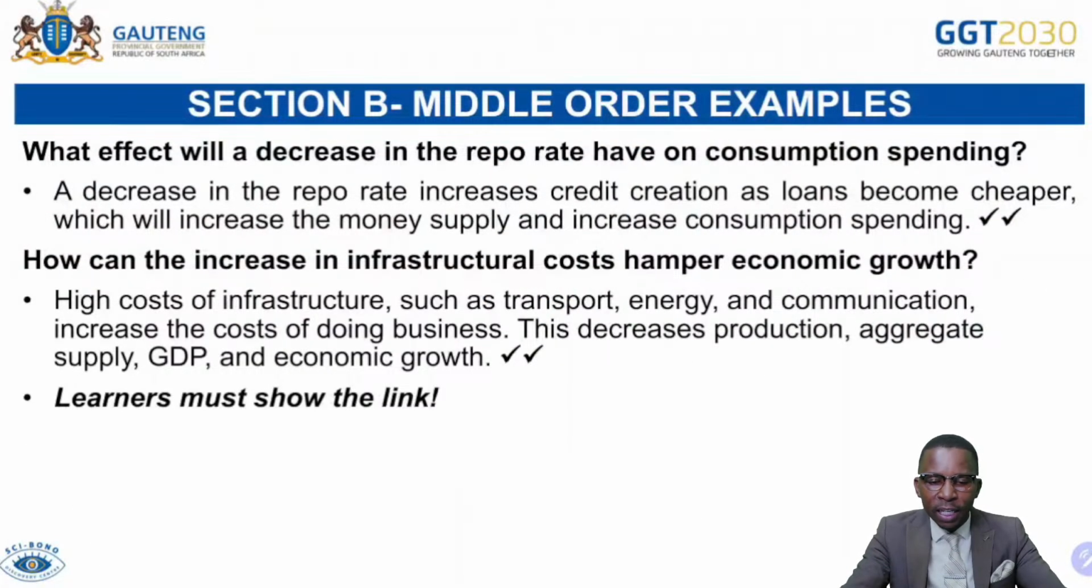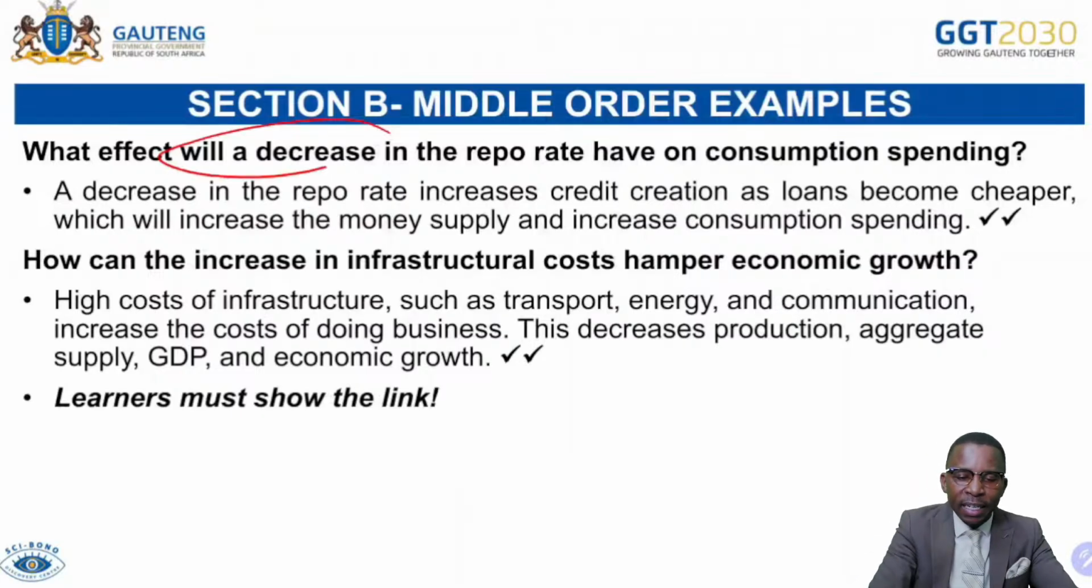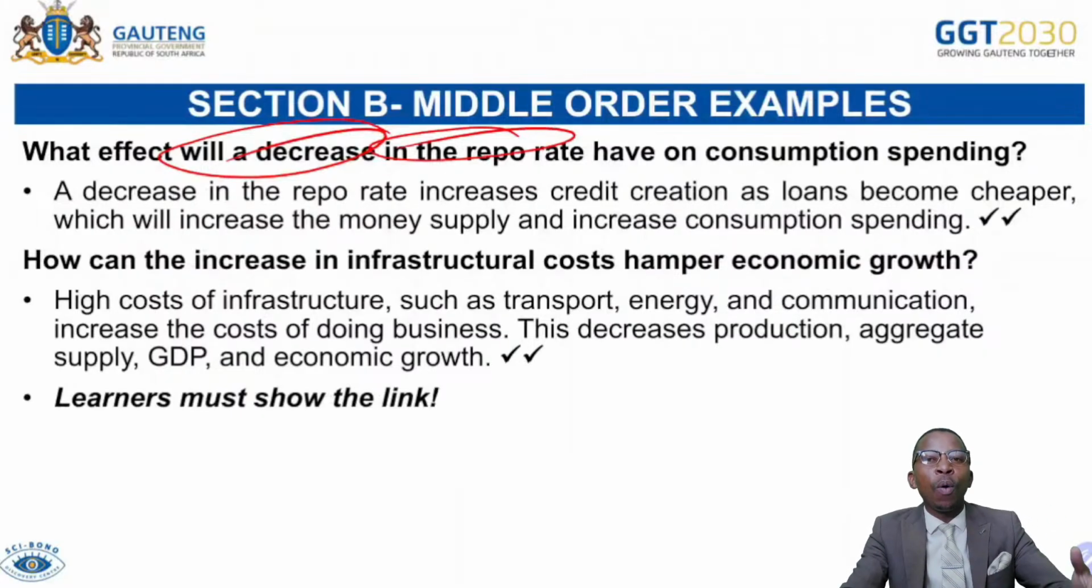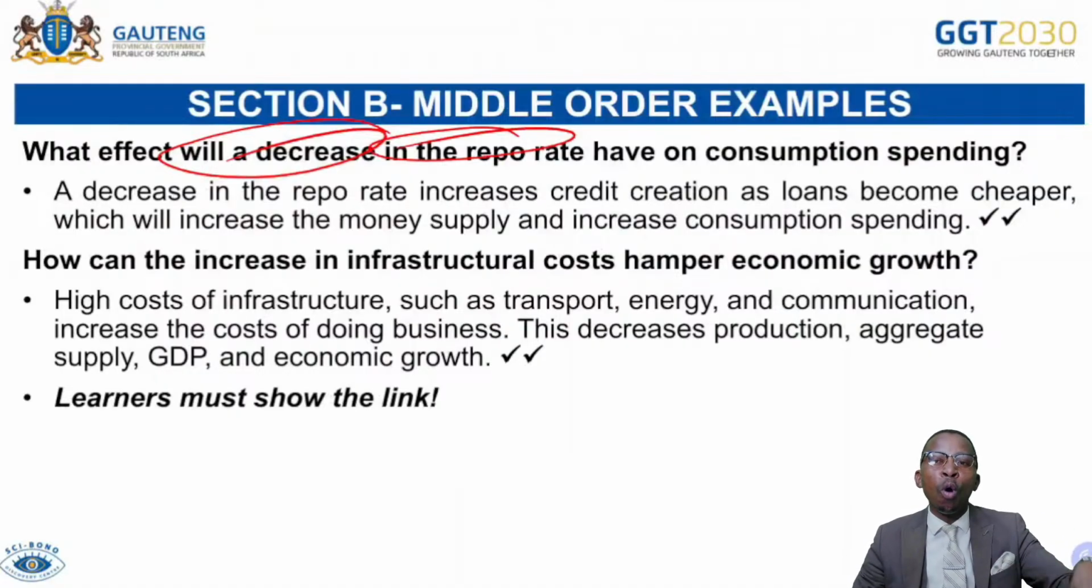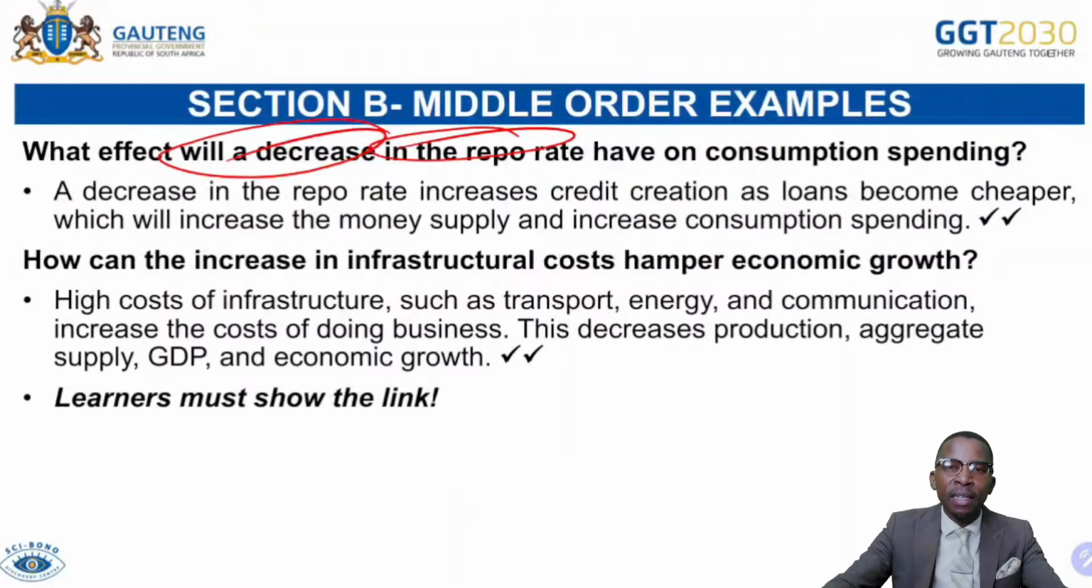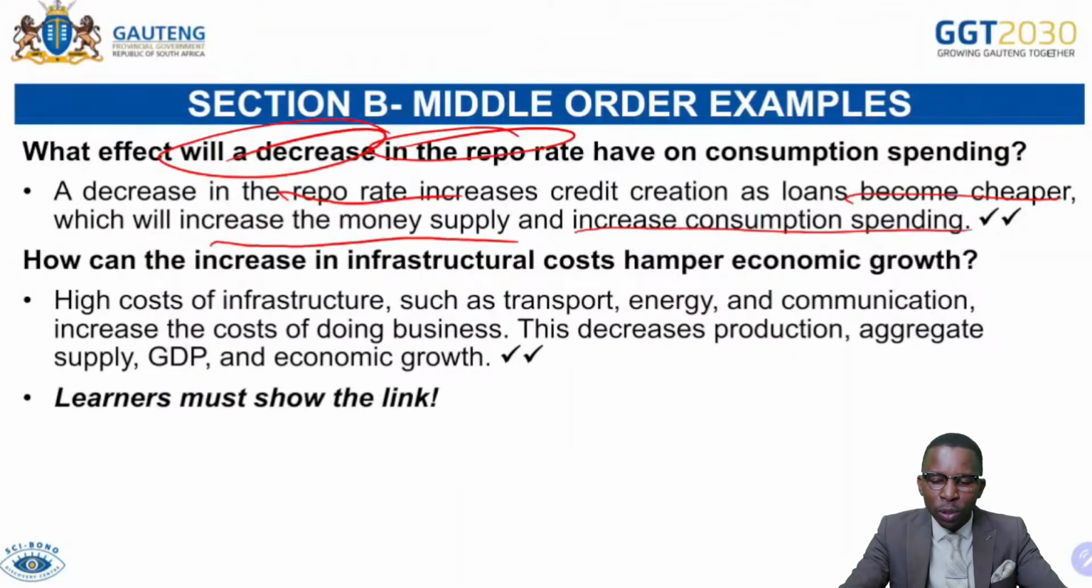And then what effect will a decrease in repo rate have on consumption spending? Obviously, if ever the repo rate has been lowered, that will mean credit will become more affordable and cheap in the economy. Households and businesses will be encouraged to borrow more money from financial institutions. Even commercial banks will be encouraged to borrow more money from the South African Reserve Bank, which will increase money supply. We are always tempted to spend. Should consumers have more money, they are always tempted to spend. They spend money they don't even have. That will increase consumption spending. A decrease in repo rate increases credit creation as loans become cheaper and more affordable, which will increase money supply and increase consumption spending or consumption expenditure.